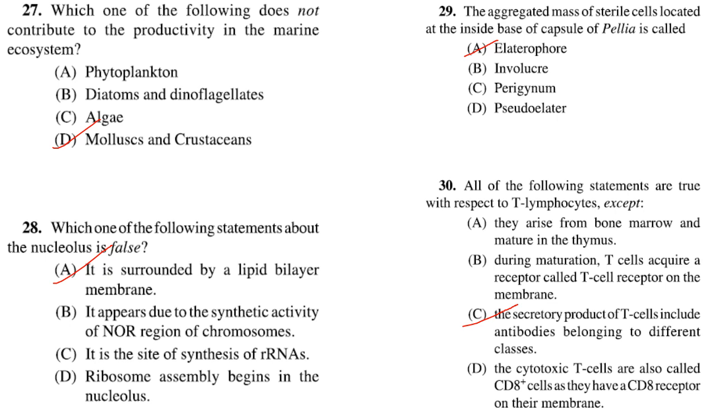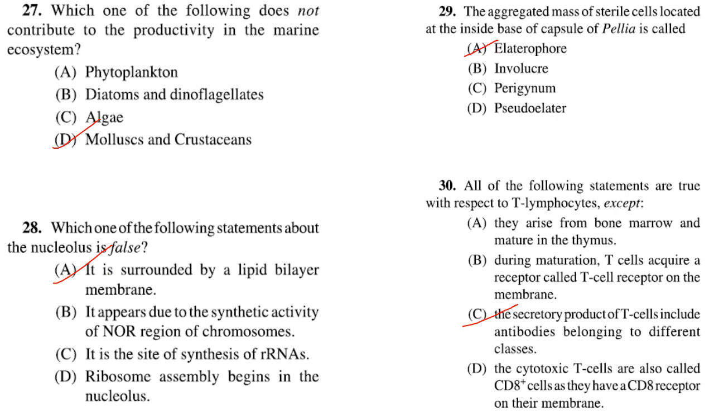Then next one. Which one of the following does not contribute to the productivity in the marine ecosystem? So productivity is the amount of organic matter made by photosynthesizing organisms in an ecosystem. In the marine ecosystem, the photosynthesizing organisms are phytoplanktons, dinoflagellates, diatoms, algae, etc. Mollusks and crustaceans are non-photosynthesizing. So the answer here is option D.